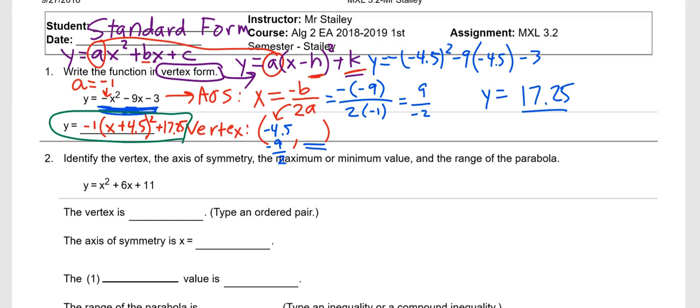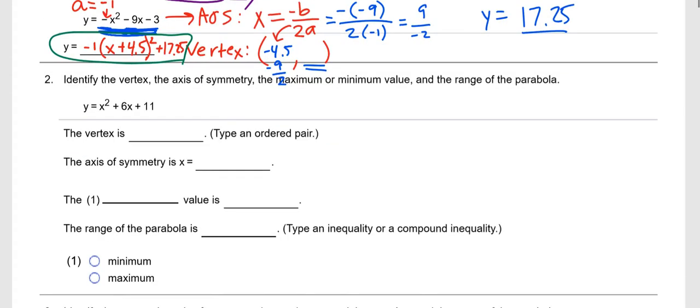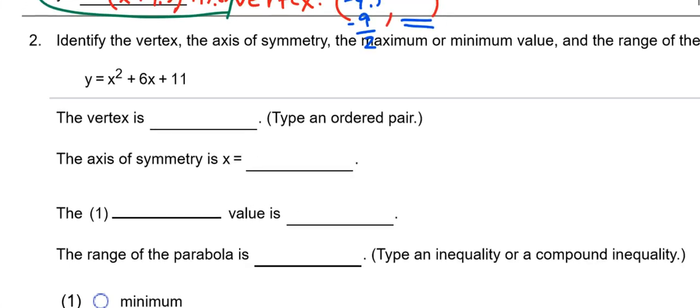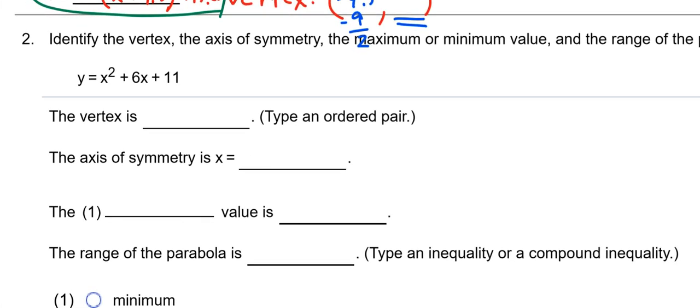Question 1. Now we're working on question 2. Identify vertex, axis of symmetry. Quite honestly, I think this is the first thing you should figure out. Oops, probably better unfreeze it. Otherwise, let's do it. The first thing I would do in this whole process is find the axis of symmetry. I wrote it on the chalkboard as a reminder.